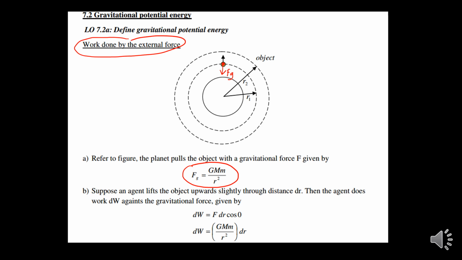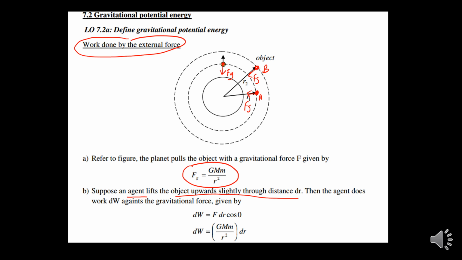Okay, so suppose an agent, meaning there is additional work required, moves the object upward slightly through the distance dr. It wants to move from position A to position B. It needs the agent, because it cannot go by itself. Why can't it go by itself? Because there is a force that always pulls towards the planet, and the pull is strong. So the agent does work against the gravitational force.